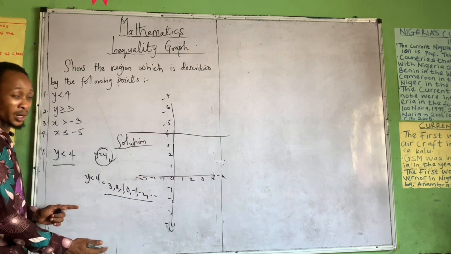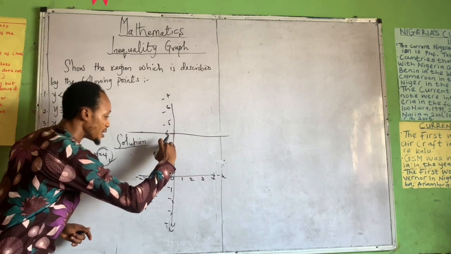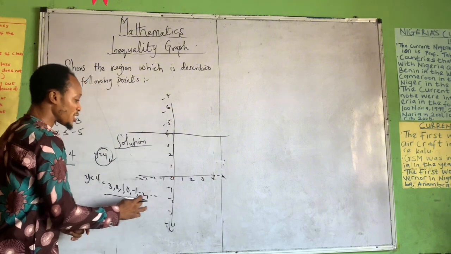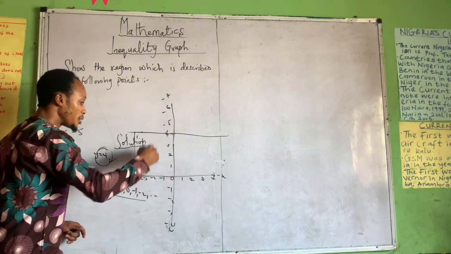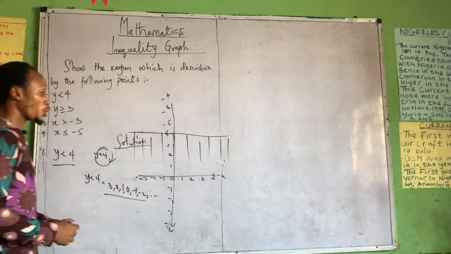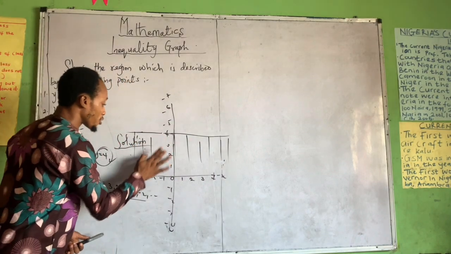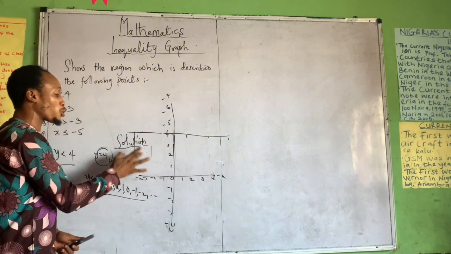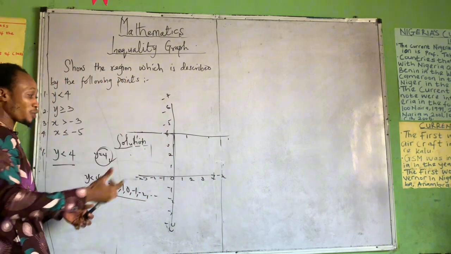How do we represent it on our graph? It means that from this place, they are all less than 4, right from this region down here. So it means that you shade it downwards. Oh sorry, I'm so sorry for that. The region that we don't require is what we are shading.